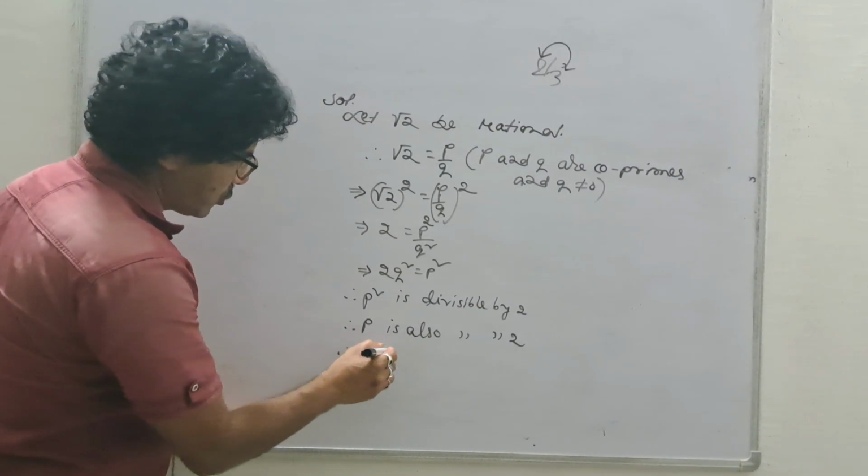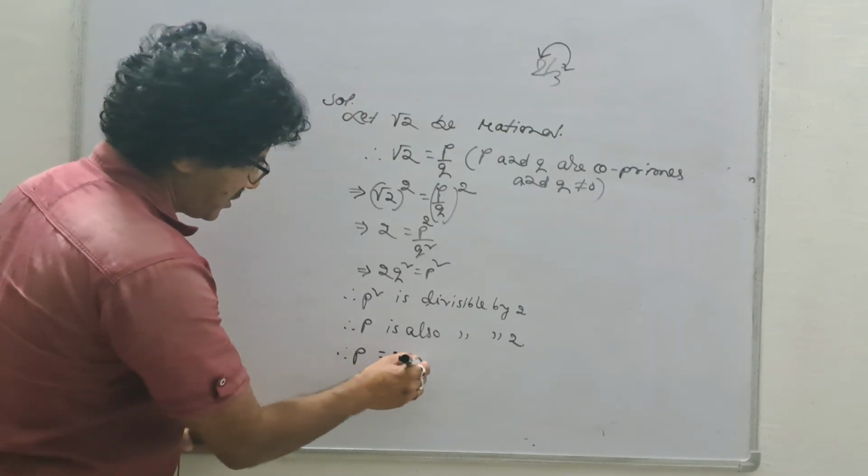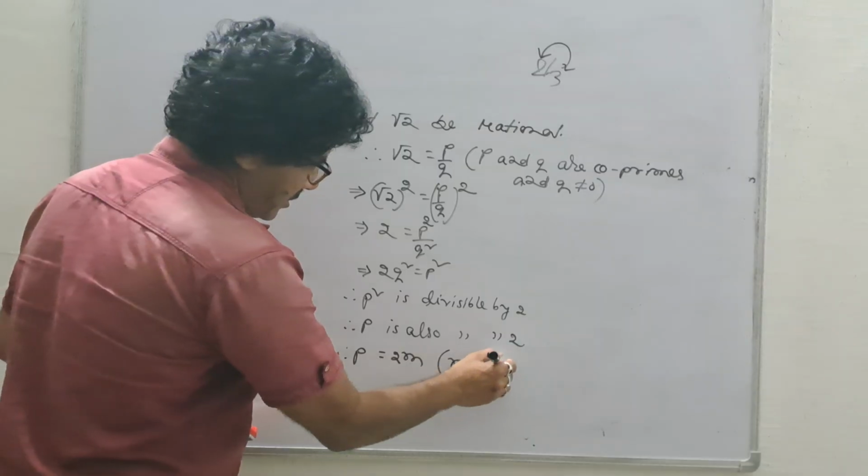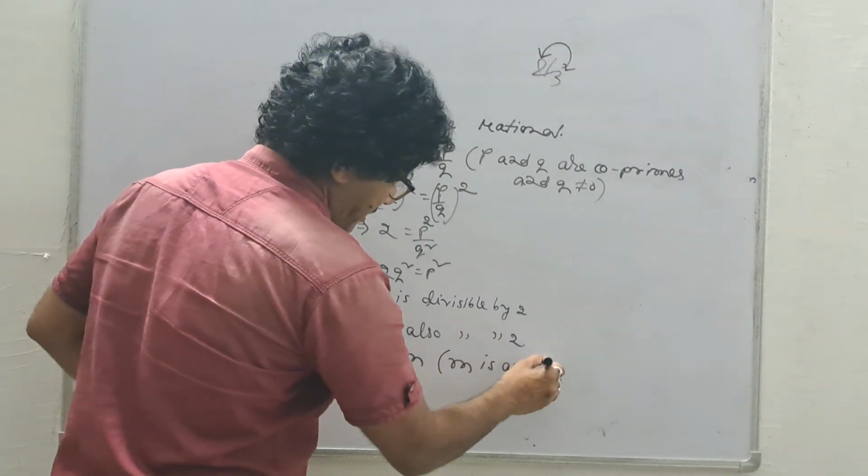Okay, therefore p is divisible by 2, which means p is even. So p, I can write in the form 2m, where m is an integer.